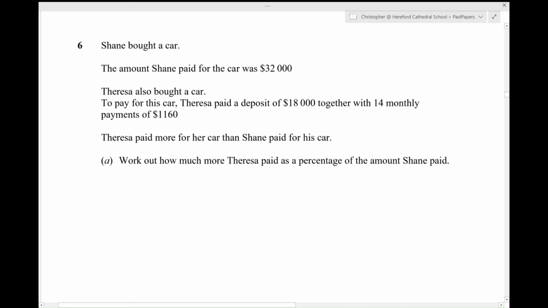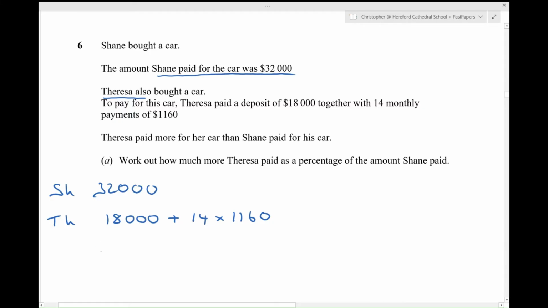Question 6, percentages. Now in this first question, Shane bought a car for £32,000. And Teresa also bought a car. Now Teresa, she paid £18,000 deposit plus 14 times £1,160. So altogether, she paid a total of £34,240. Now in this question it says Teresa paid more for her car than Shane. Yes, I agree with that.